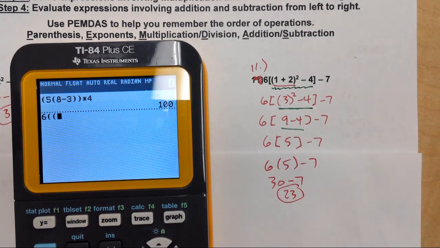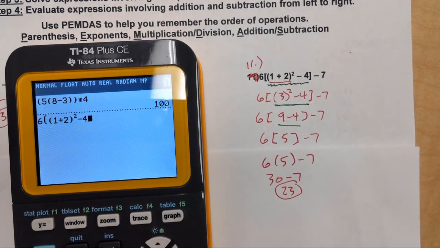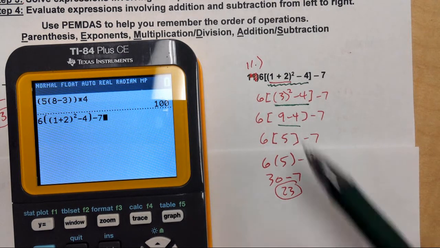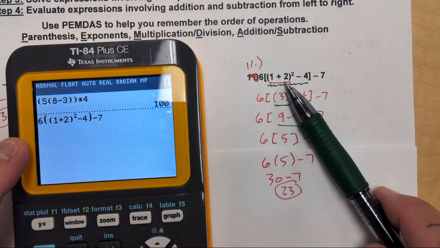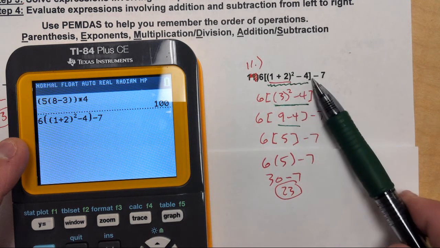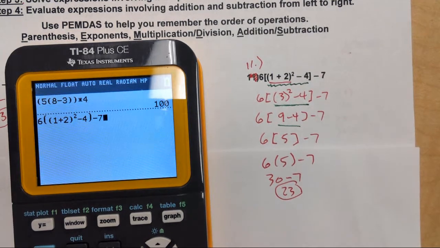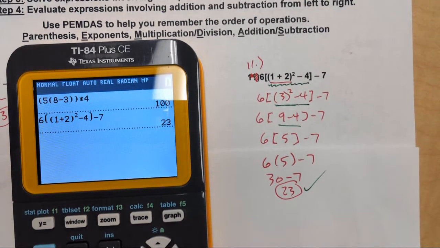I'm going to type this in my calculator. I just want to double check this here. I've got my 6. I've got 2 sets of parentheses. I've got my 1 plus 2, close parentheses, raised to the power of 2, minus 4, close parentheses, then minus 7. And I should get 23 as well, and I did. So I know for sure that that is correct.